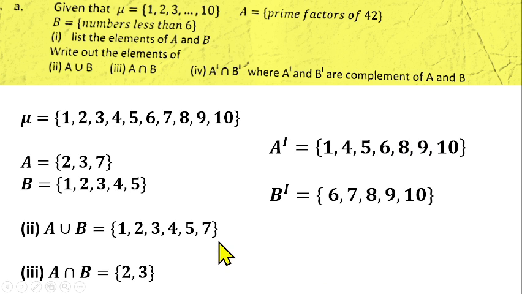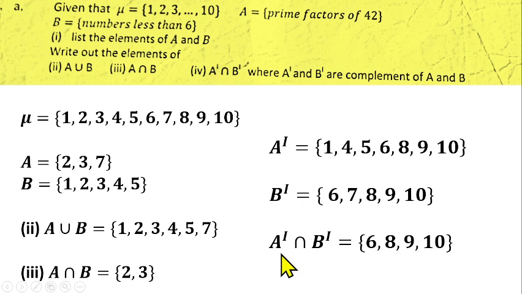Then for B complement as well, that will be element in the universal set that is not in B. That gives us B complement, and that should be 6, 7, 8, 9, 10. Then you can now find the intersection between these. So A complement intersection B complement will be element in here, and that are also here, and that is 6 is here, 6 is here, 8 is here, 8 is here, 9 is here, 9 is here, 10 is here, 10 is here. So that is the element in A complement intersection B complement.